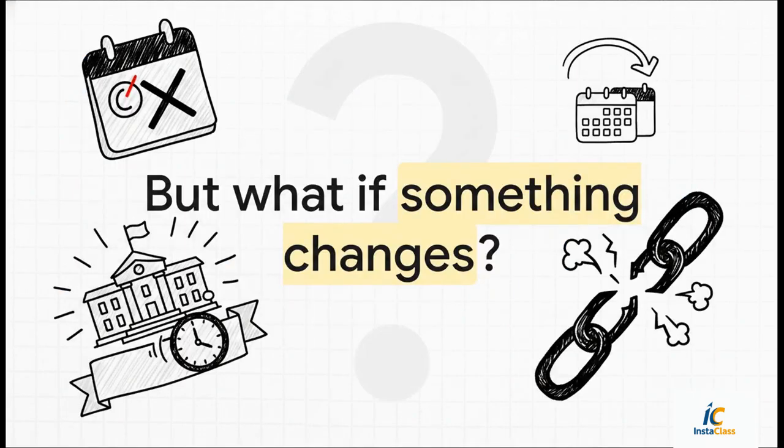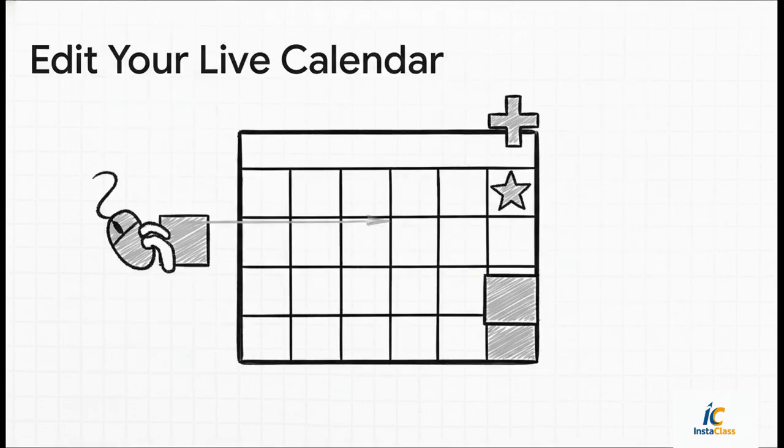But wait, I know what you're thinking. What happens if something changes, right? What about that last-minute holiday the government suddenly announces? Or what if you just need to shift a date? Are you locked in forever once you hit publish? The answer is a big, resounding no, not at all. You need to think of your calendar as a living, breathing document. It's not set in stone.